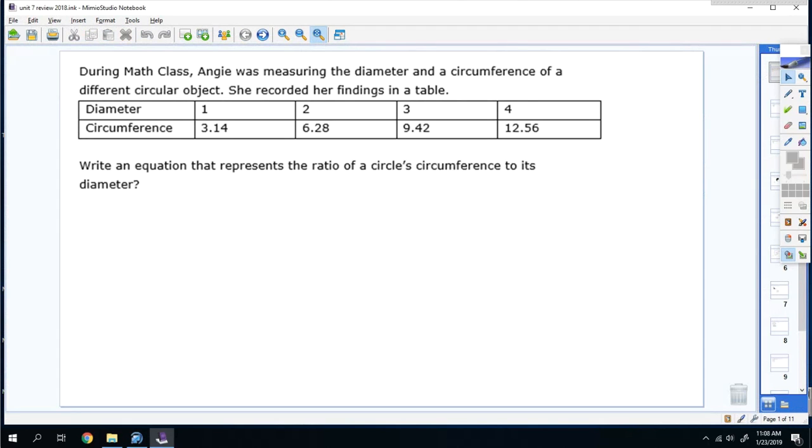Okay, so this is your Unit 7 review. It'll be over circles, pi, composite figures. Best thing to do is study your foldable and study the review.